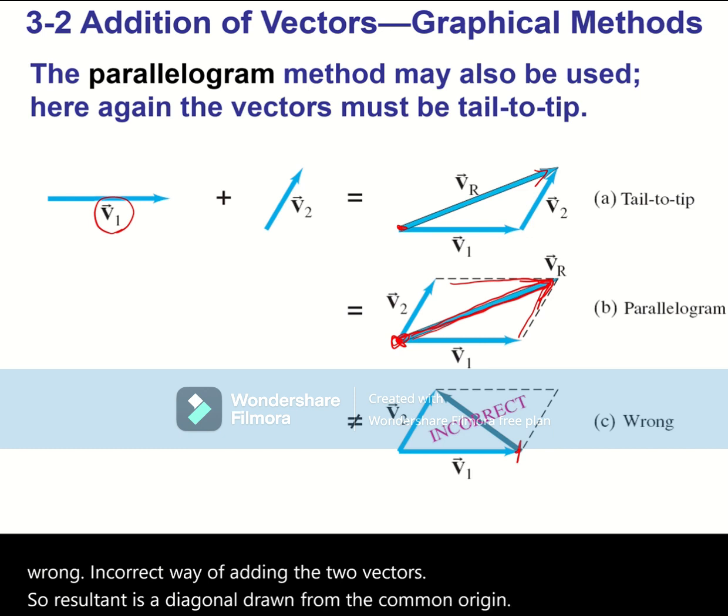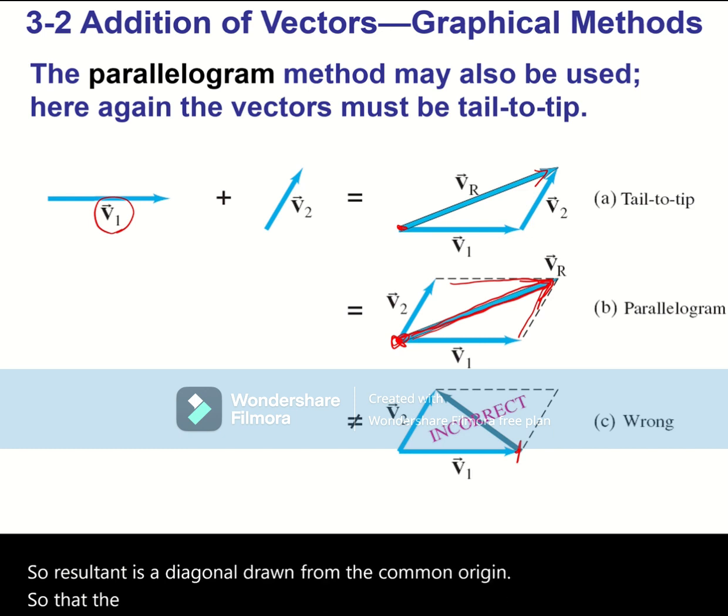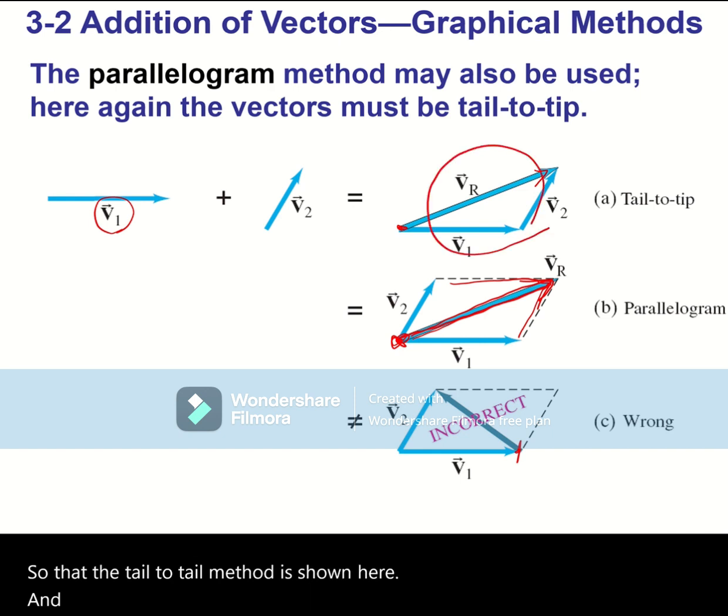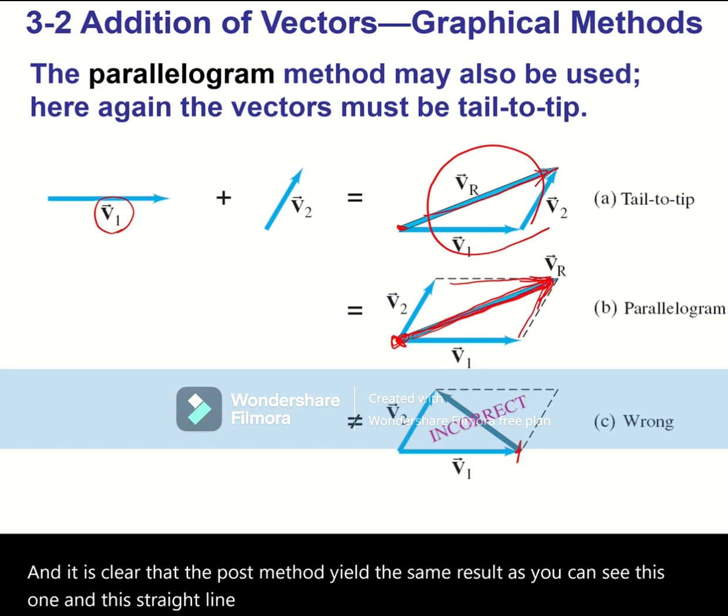The tail to tip method is shown here, and it's clear that both methods yield the same result. As you can see, this one and this straight line, these two vectors added, are pretty much the same.